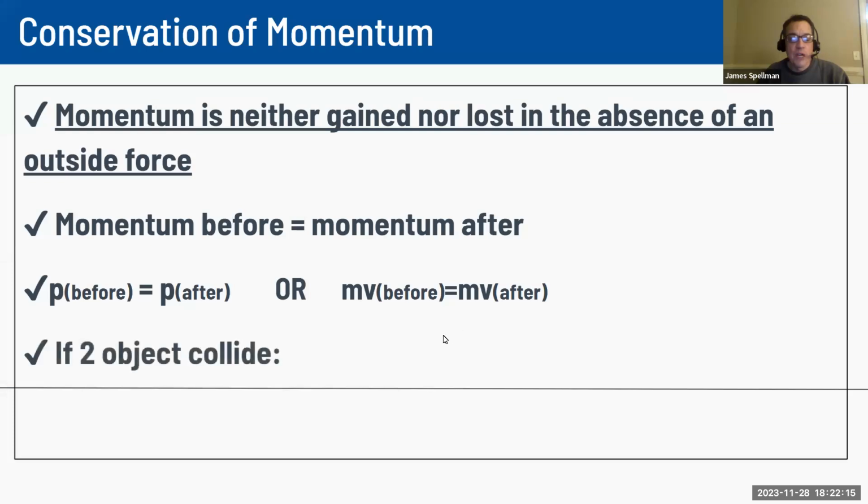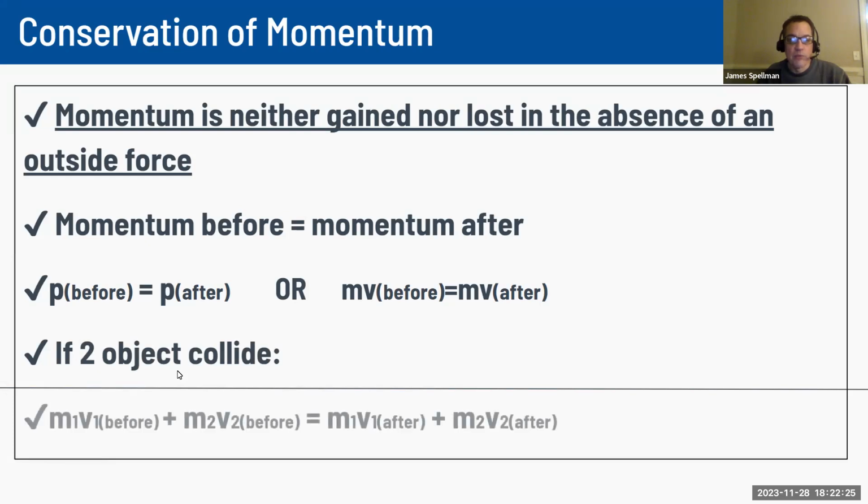Again, this is most commonly going to come into play when we talk about 2 objects colliding. If you're in my class and you've done the Gizmo, then we've already looked at this with 2 objects colliding and how the velocities before and after can change. Well, actually, the masses aren't going to change, but the velocities are going to change.